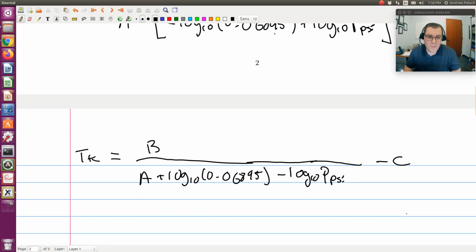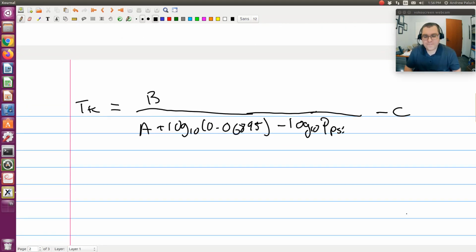So A, B, and C are constants. Log base 10 of 0.06895 is just a constant. What I'm going to do is define a new constant, let's call it A1, because I'm not sure if we'll end up adding anything else to this quantity yet to go to A prime. So I'm going to define A1 as being A plus log base 10 of 0.06895, just as I try to keep track of things.